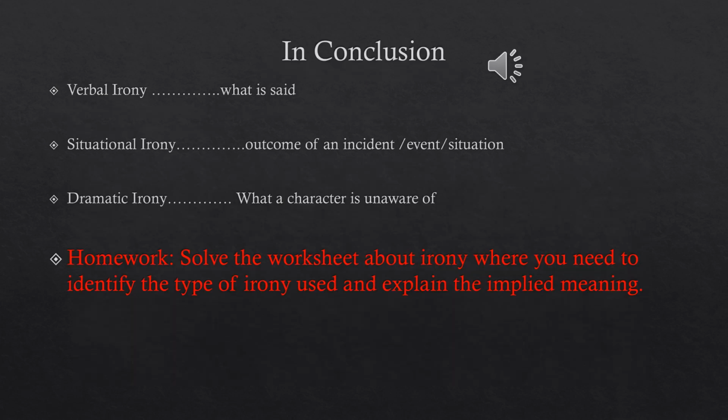To conclude our tutorial today, we can say that we have 3 types of irony. Verbal irony, that is related to what is said, expressed, or spoken. Situational irony, that is related to the outcome of an incident, event, or a situation that is opposite to what is expected. And the last type is dramatic irony, that is related to a situation where a character is unaware of something the audience is aware of.